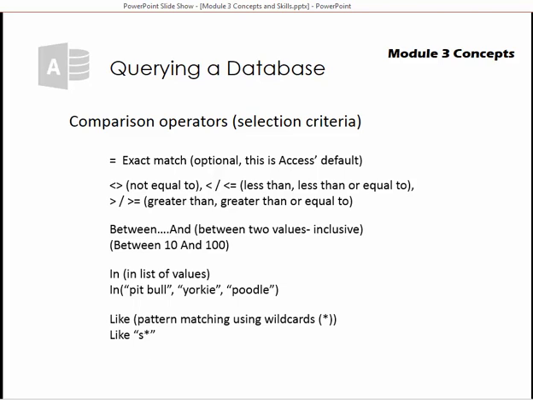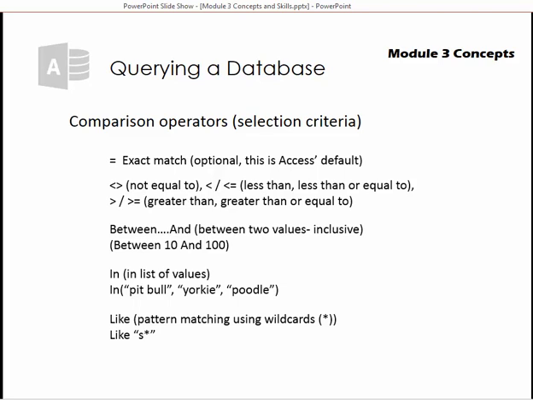Third, there's the like operator. The like operator is a pattern matching comparison operator that uses wildcards, the most common of which is the asterisk, which will return an infinite number of characters. As an example of how it can be used, if you wanted to return all records where the last name of an owner started with S, the criteria would be set as like S asterisk, and S and asterisk would be within double quotation marks.